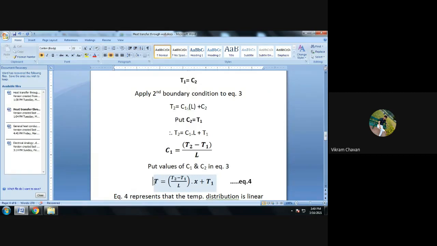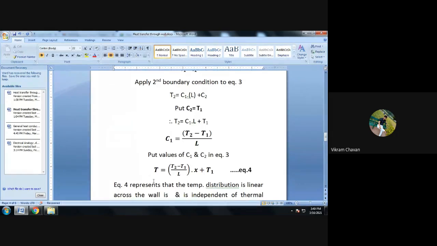If you compare this equation with the line equation, y is equal to mx plus c, in a similar fashion this temperature equation is T is equal to ax plus b, where a and b, like m and c, are constants. So we can say that this is a line equation. What it means is, if you draw the graph of the temperature change with respect to the change in length of the wall, we will get a straight line only.